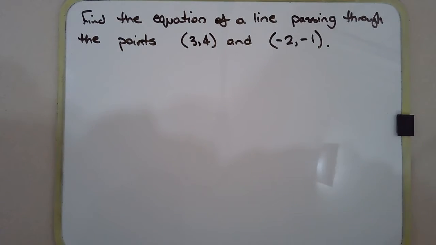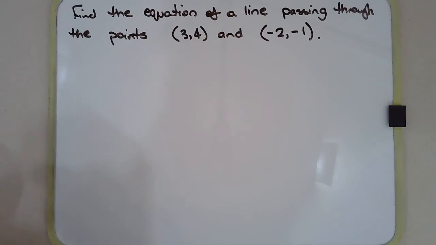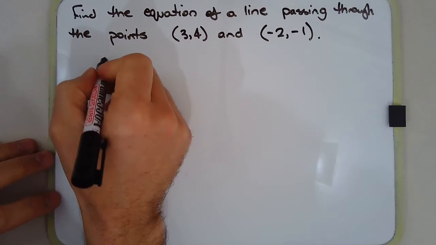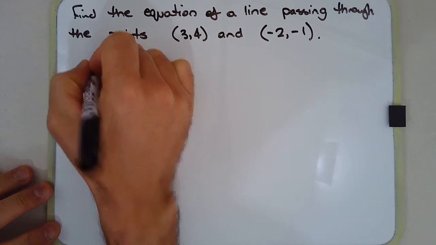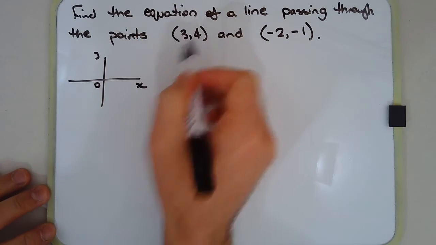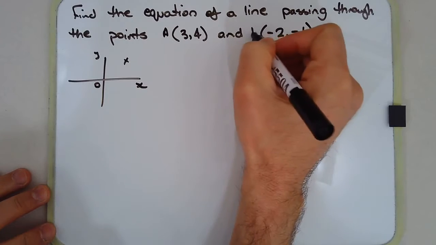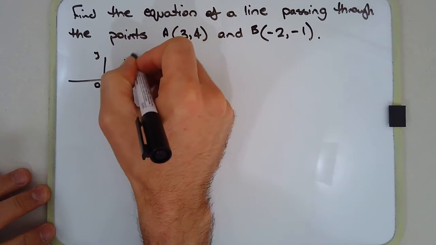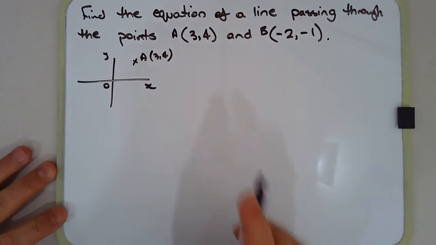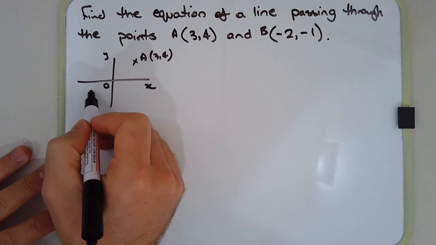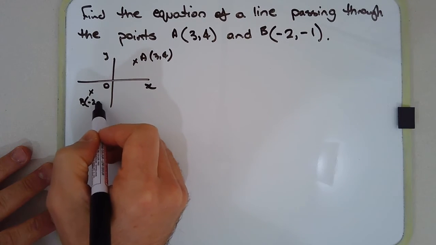Now, you don't have to do this, but just to help with visualization, you can draw a quick sketch of a coordinate plane, x, y and our origin. Now, (3, 4) is somewhere here. I might just label these points, it makes it a bit easier. So that's our point A, (3, 4), and our point B is back here somewhere, and that's (negative 2, negative 1).